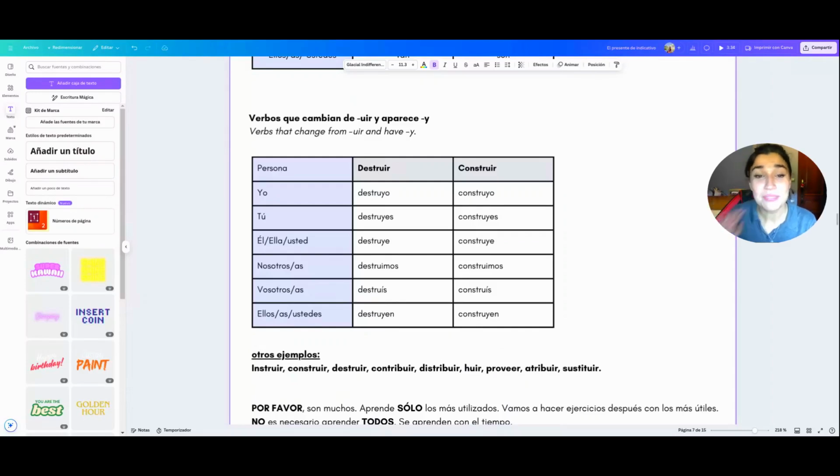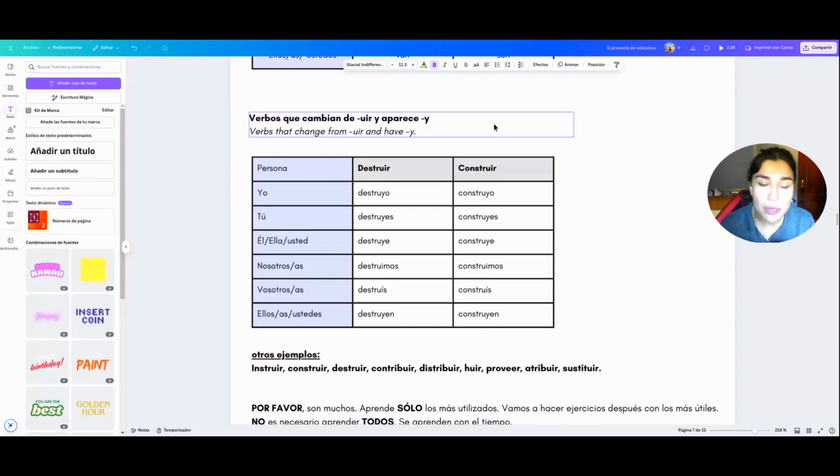There are no more. They are the ones that go from ir to y. Okay, it appears y. They finish in ir, but y appears. It wouldn't be destruo, it would be destruyo. Okay, yo destruyo, tú destruyes, él destruye, but nosotros, vosotros, they keep it, okay, destruimos, destruís, and ellos will be destruyen. Okay, this information is for you, but you don't need to learn these verbs.